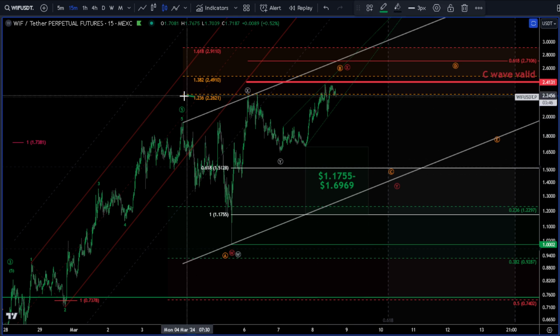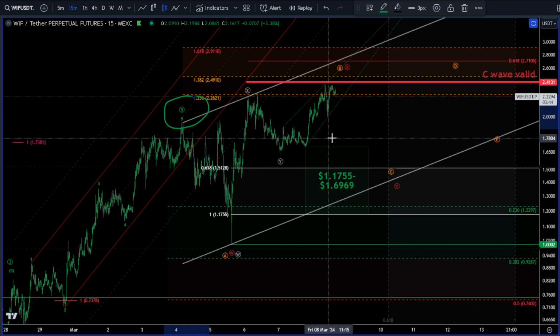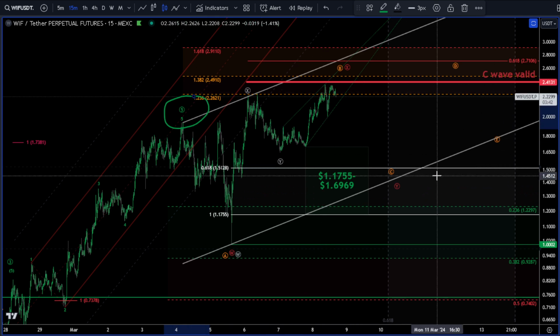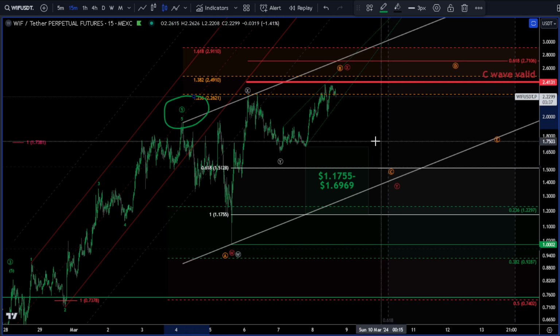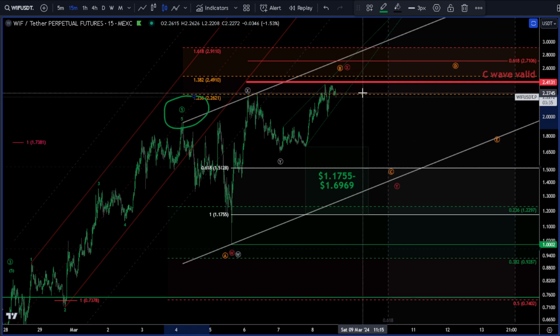So if I have my count correct, which I believe I do, this is our fifth wave top. This is quite bullish looking as a correction in general. We are making higher highs above the fifth, so that's a good sign for the bulls.